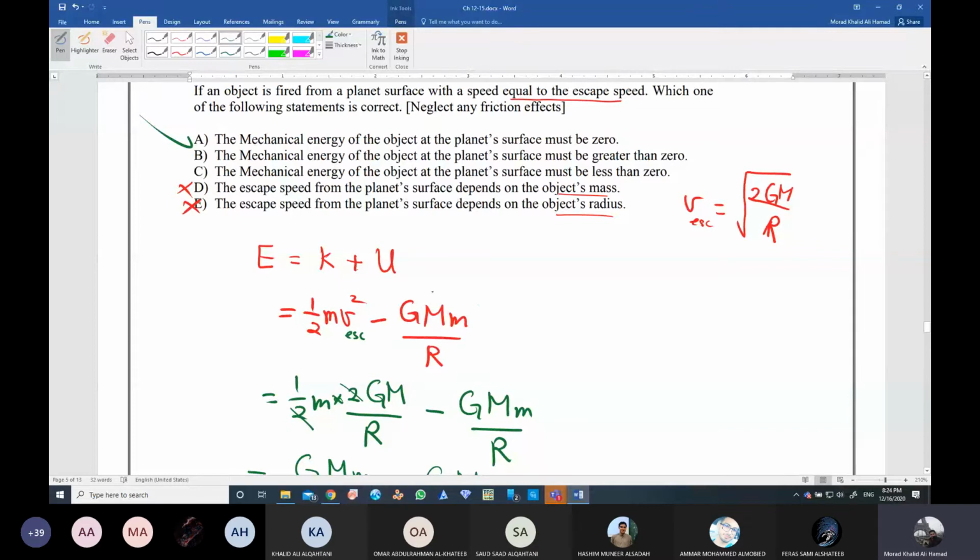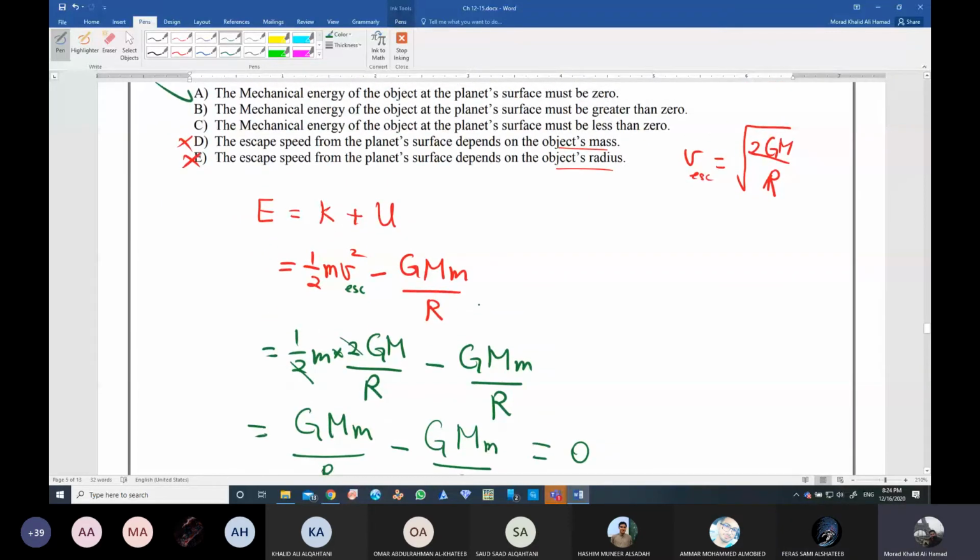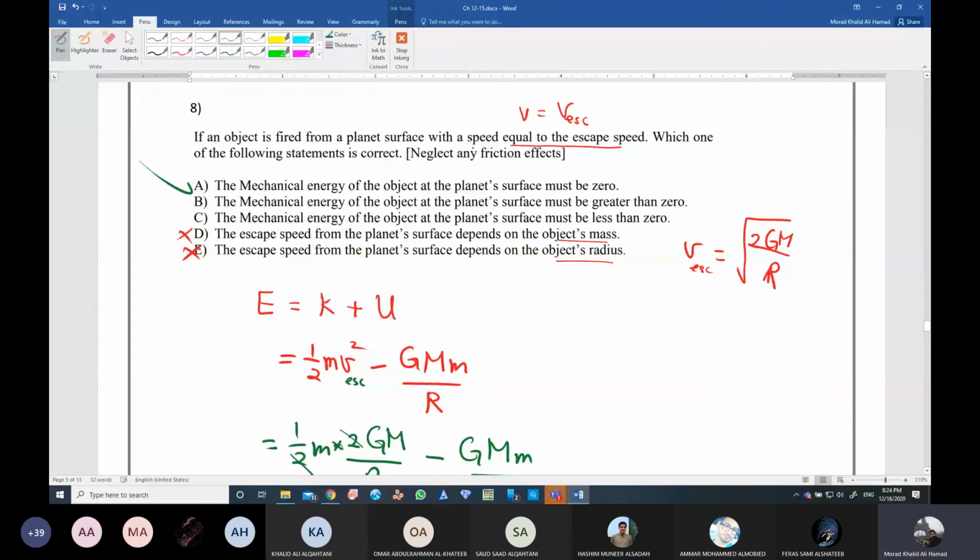It might give you in the question or in the exam that the speed is equal to half of the escape speed. What you can do here is just divide this by 2. And don't forget the square.